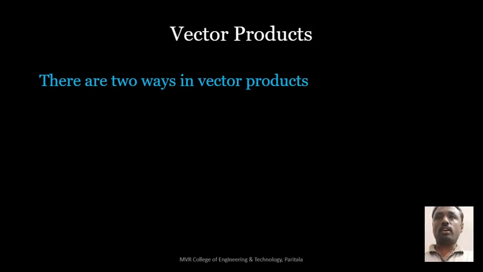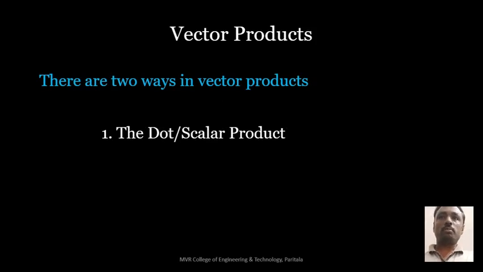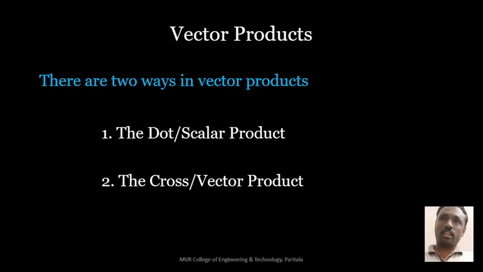So there are two ways in vector products. The first one is the dot or scalar product, the second one is the cross or vector product. The result of the dot product will give a scalar value, so it can be called a scalar product, and the result of the cross product will give a vector, so it can be called a vector product. So dot product or scalar product, and cross product or vector product.